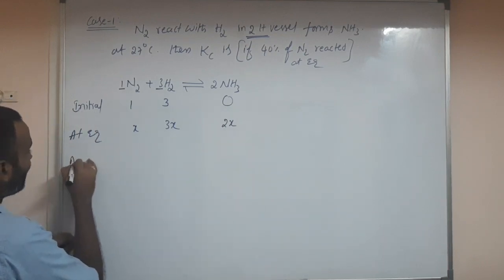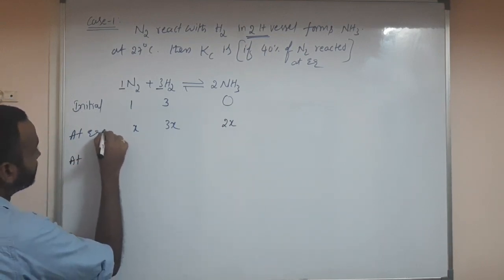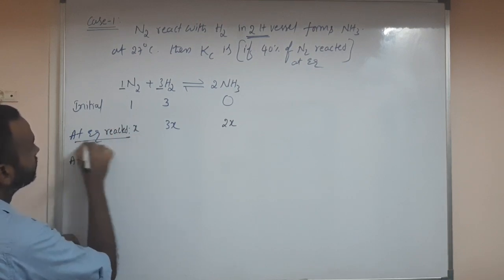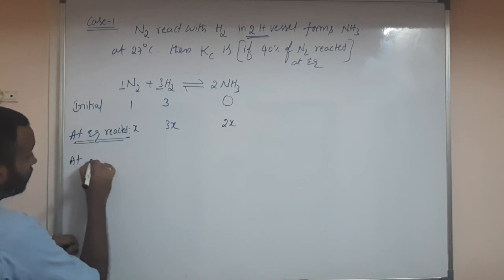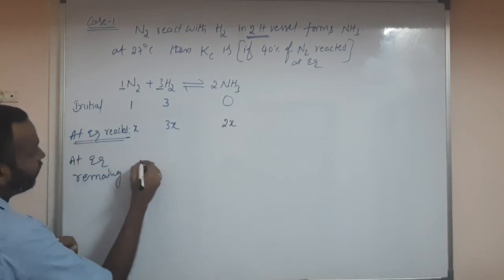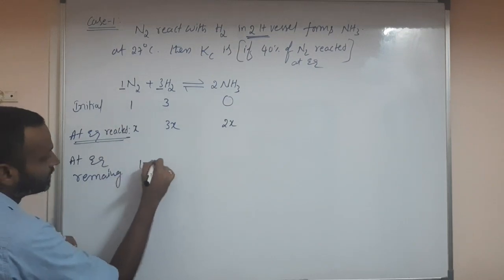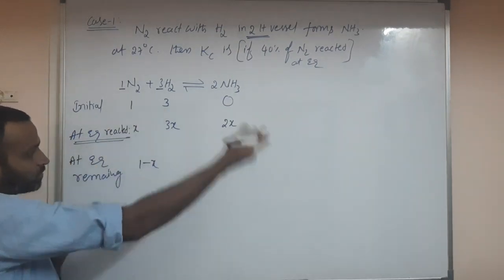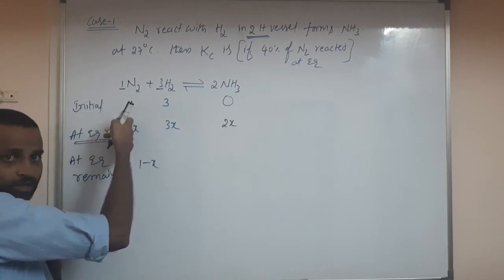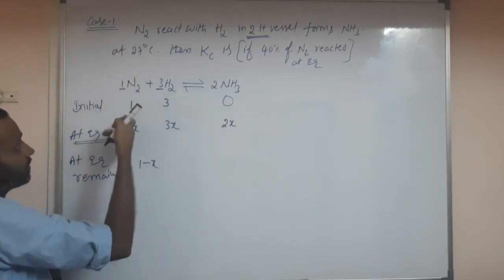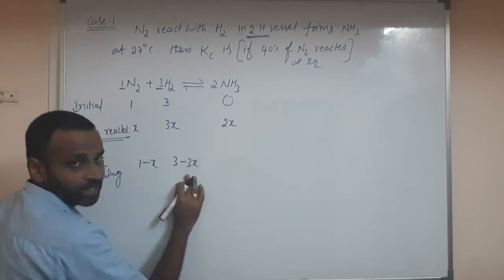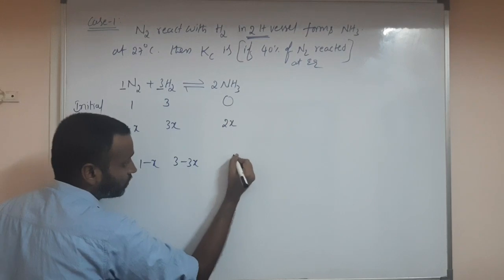So at equilibrium, the remaining moles: 1 minus x, because x moles reacted, so we subtract that x from the initial moles given. It was not mentioned, so we take 1 mole. So 1 minus x, the remaining H2 is 3 minus 3x moles. Here initially 0, so 2x moles of ammonia.